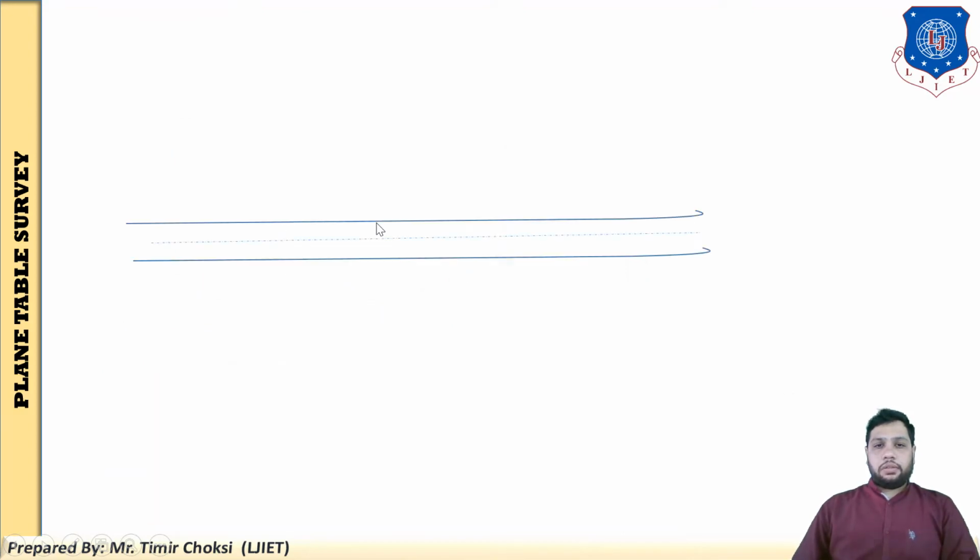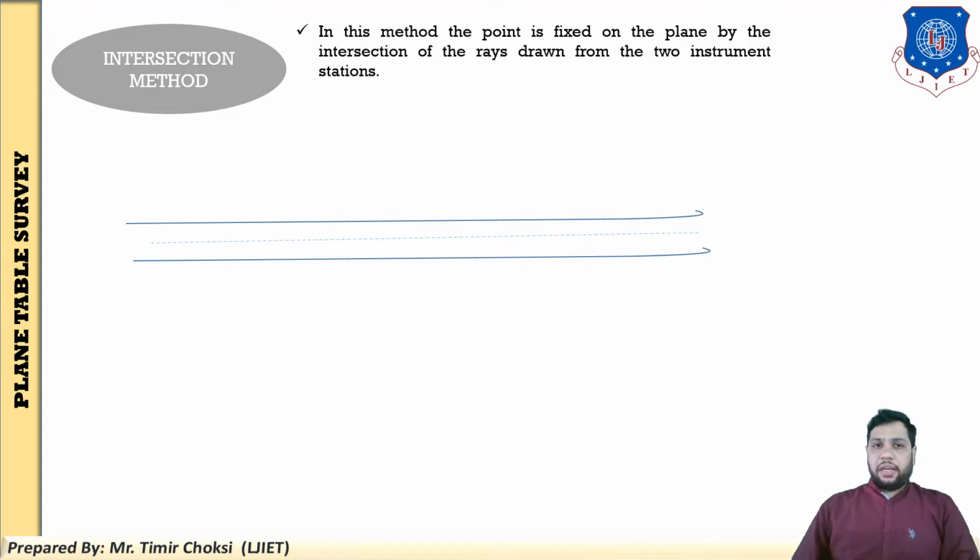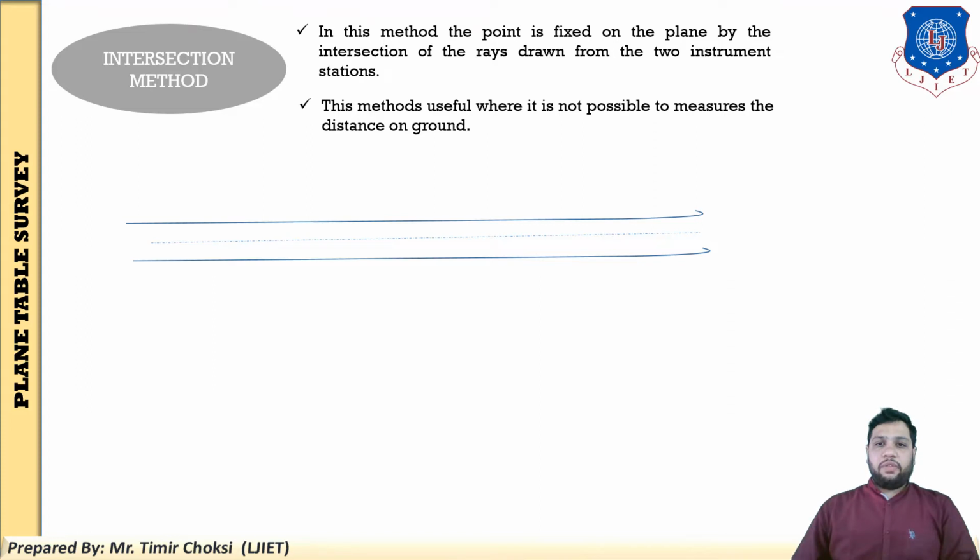Okay, so now the second method, intersection. This is the most important method while using the plane table survey. First, in this method, the point is fixed on the plane by intersection of the rays drawn from two instrument stations. Second, the method is useful where it is not possible to measure the distance on the ground. In the radiation method, all the objects are clearly measurable from the instrument station.